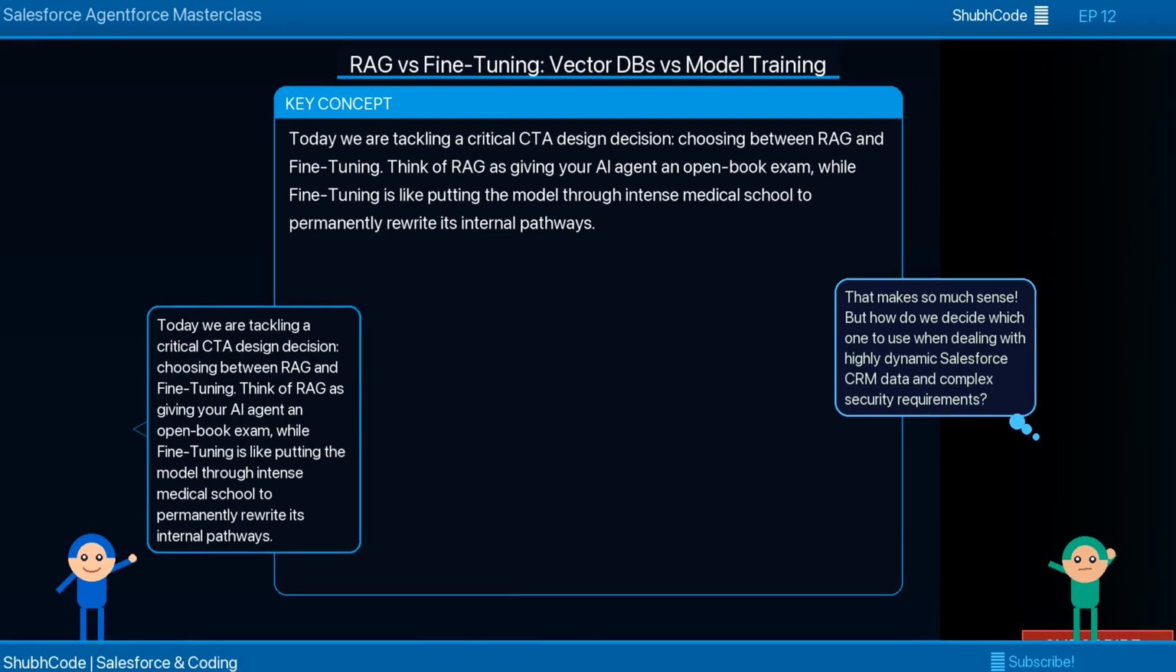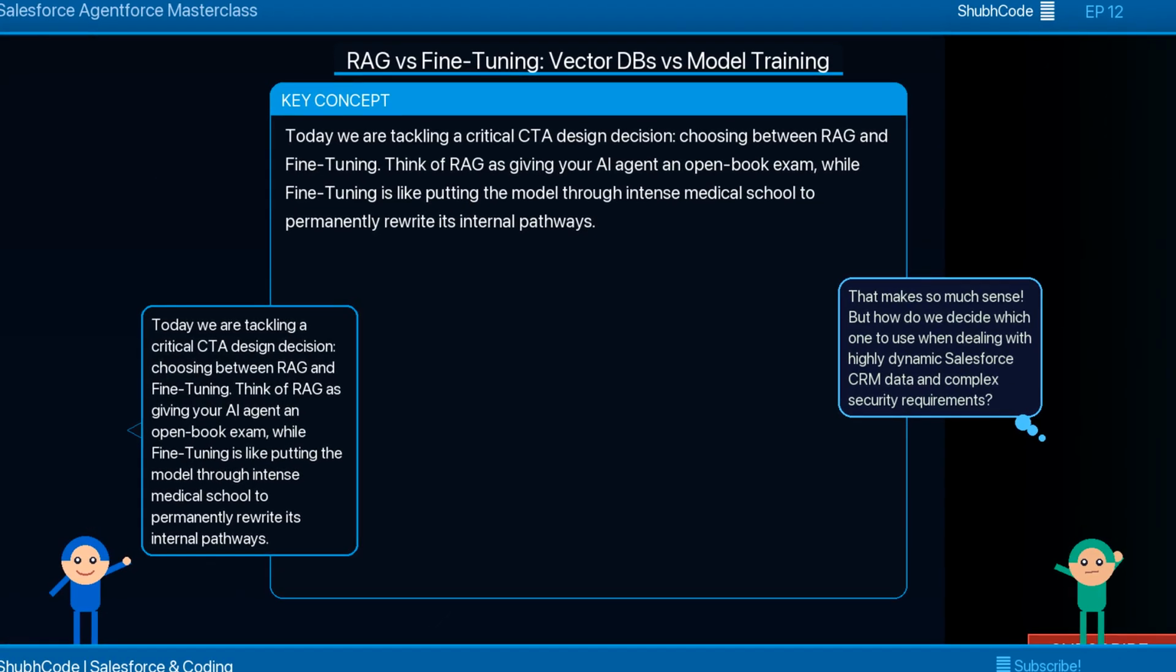Let me explain this simply. Today we are tackling a critical CTA design decision, choosing between RAG and fine-tuning. Think of RAG as giving your AI agent an open book exam, while fine-tuning is like putting the model through intense medical school to permanently rewrite its internal pathways. That makes so much sense. But how do we decide which one to use when dealing with highly dynamic Salesforce CRM data and complex security requirements?